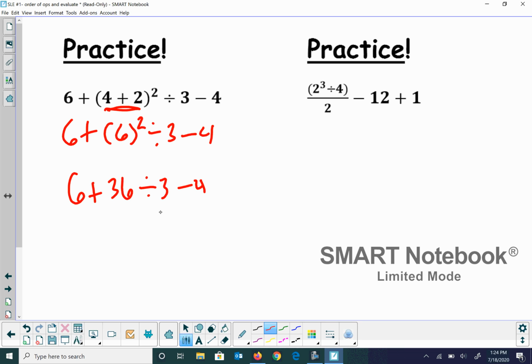And then we're going to look at this going left to right. I have addition, division, subtraction. Well, the division comes next because that's the next highest order. So 36 divided by 3, 3 goes into 36 12 times. Then you subtract 4. Now we read this from left to right. 6 added to 12 is 18. 18 subtract 4 is 14.